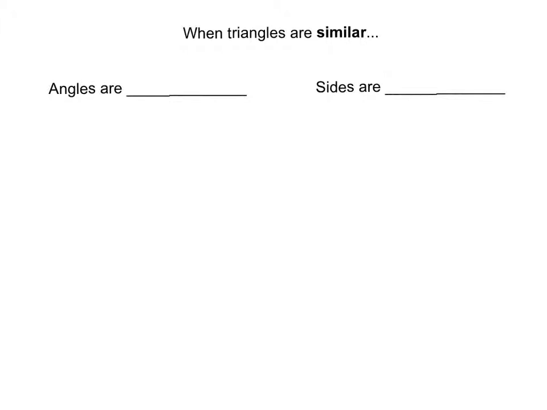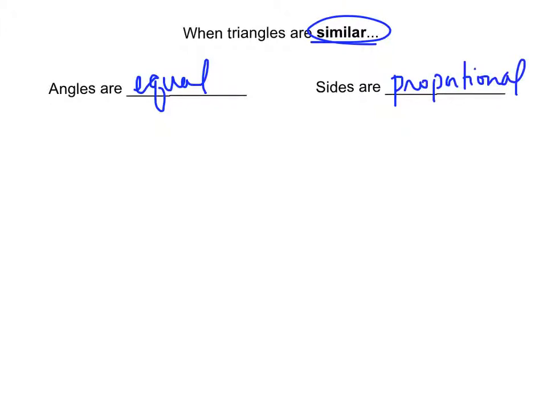So, going back to the first page again. When triangles are similar, which we already know, angles are equal and sides are proportional. And now we're going to move into congruent. So remember this for similar, and let's see what congruent means.